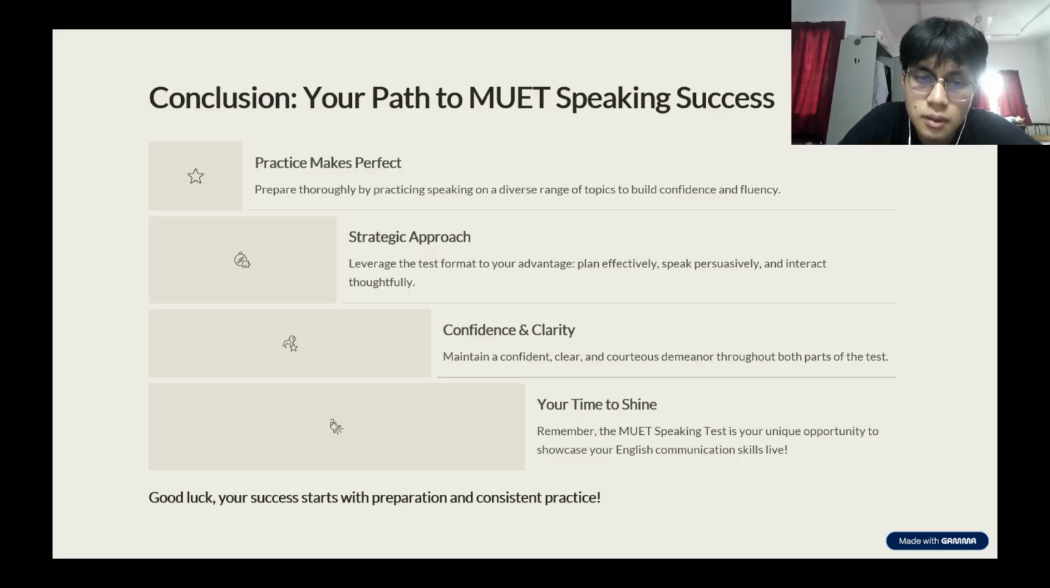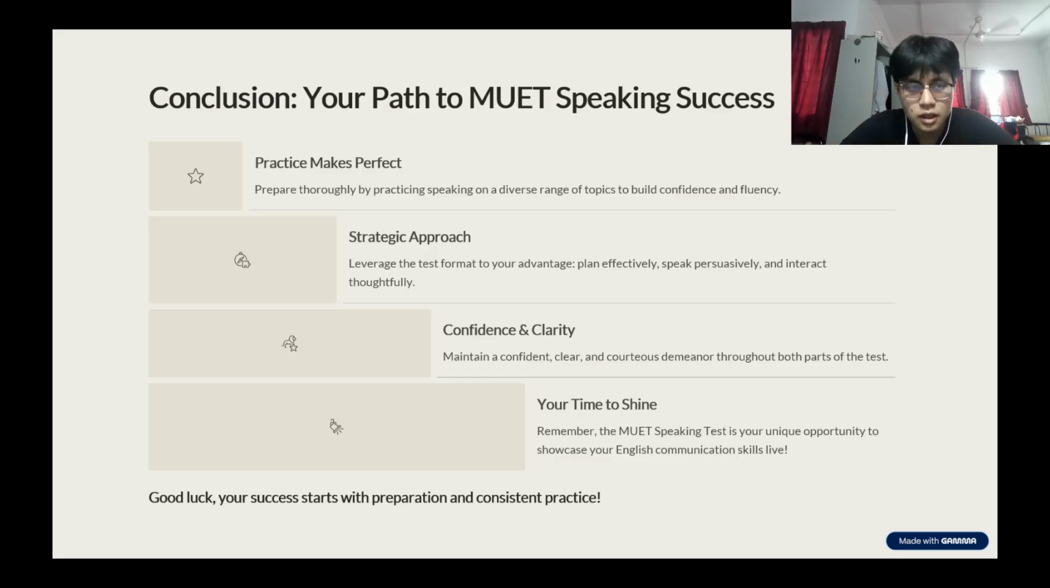Second is the strategic approach. Leverage the test format to your advantage. What does that mean? Basically, you have to understand the format of your exam so that you can have a clear understanding and also mastery of that section.